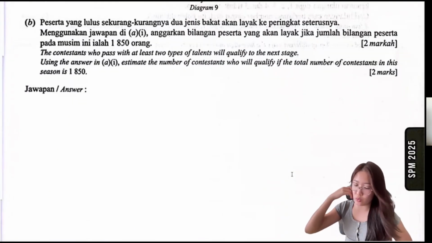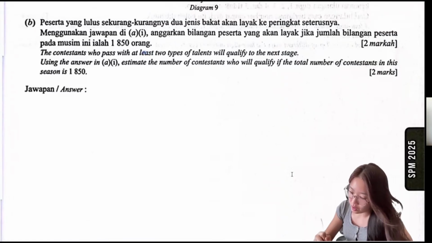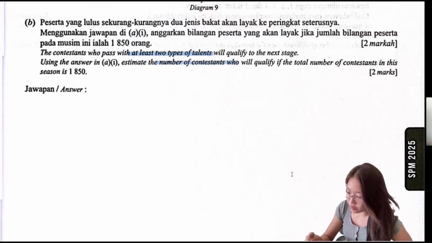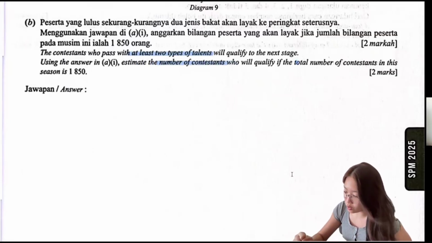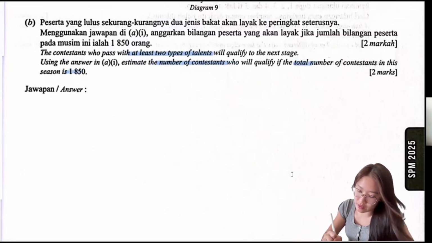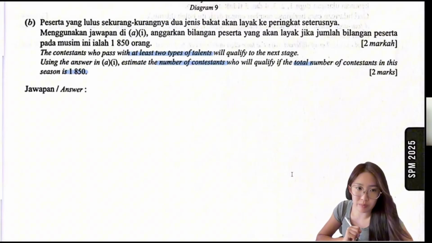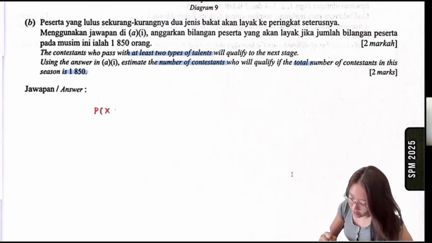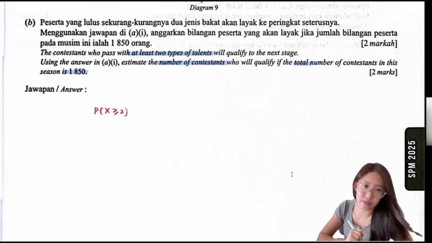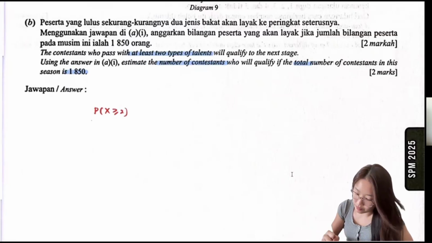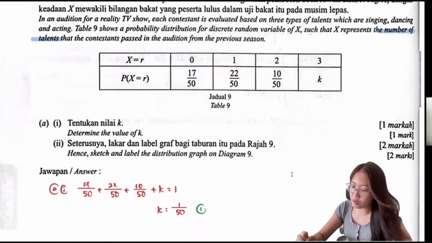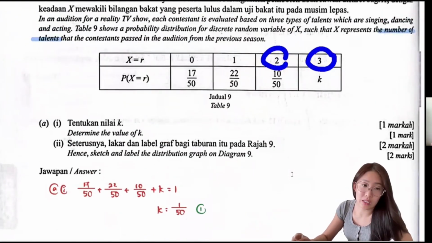The contestants who pass with at least 2 types of talents will be qualified to the next stage. Using the answer in A part 1, estimate the number of contestants who will be qualified if the total number of contestants in the season is 1,850. Okay, so let us find out the probability of x more than or equal to 2 first. Guys, this is binomial. More than or equal to 2 in your question just now means 2 and 3.